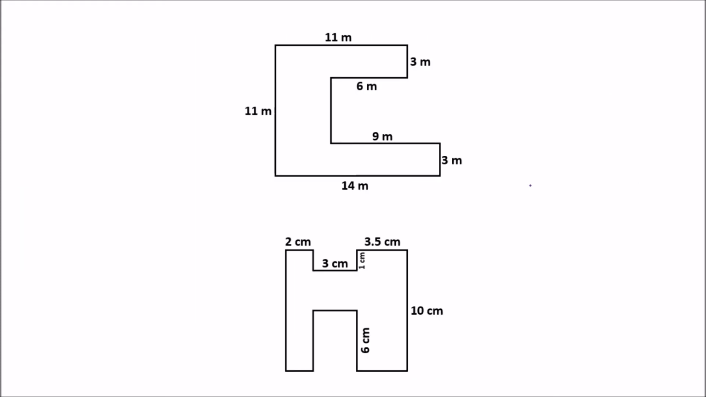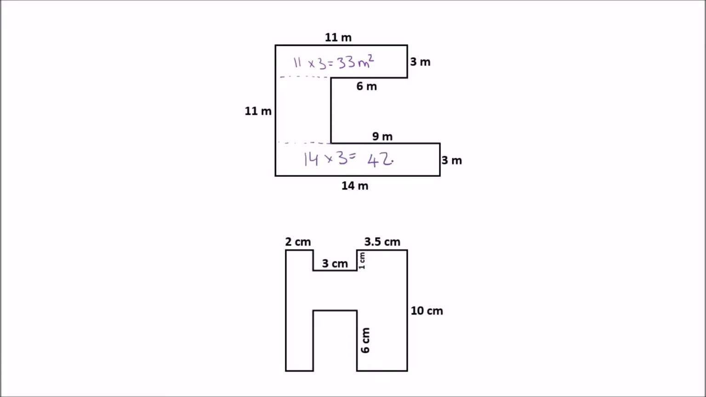Let's look at a couple more examples. For this first one up the top, I'm going to divide it into this rectangle here and this rectangle here. It's easy to see this one's an 11 by 3, so the area of this rectangle alone is 33 meters squared. Remember, 2 dimensions every time we're talking about area. This one down here is a 14 by 3, which is 42 meters squared.